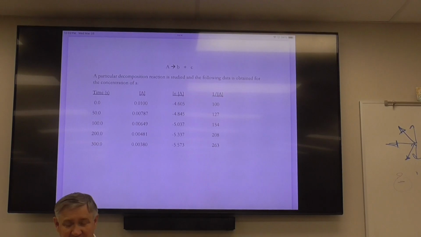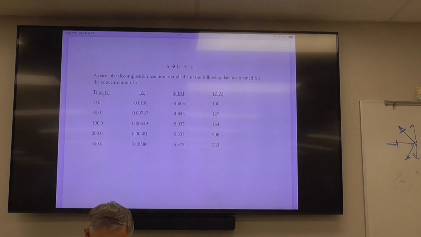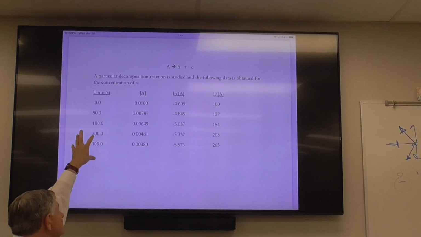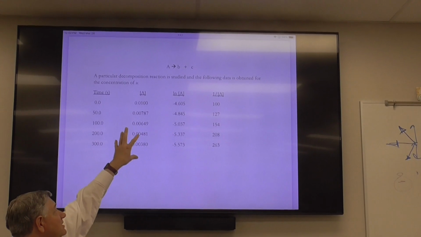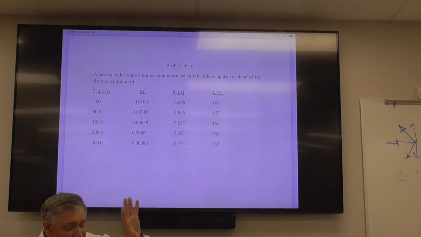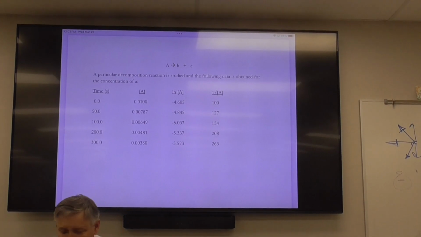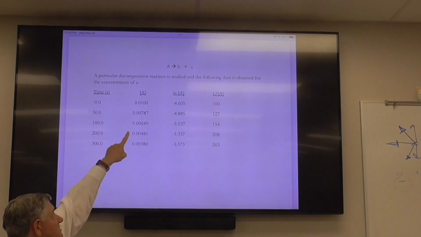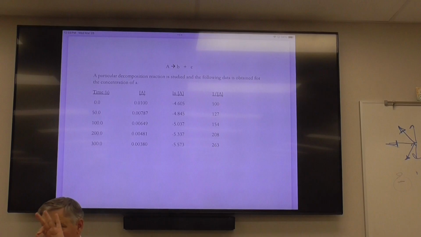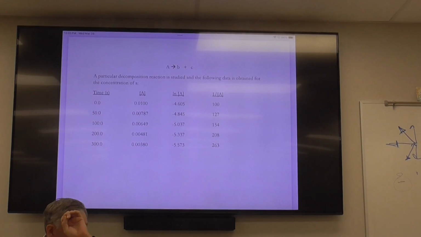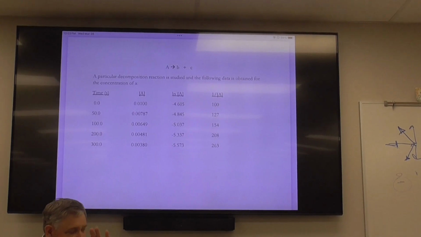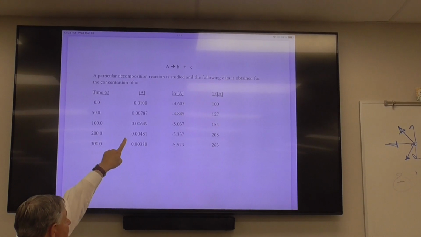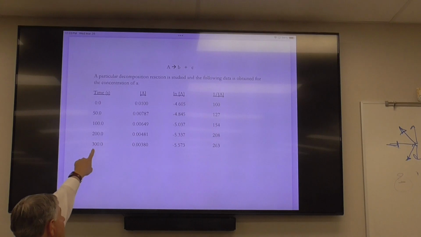What you're typically given is a chart like this. And the only thing you're going to have is the time and the concentration. So let's look at this big idea. At time 0, you've got 0.01. That's your A naught value. Okay, because at time 0, this was the initial concentration of A. 50 seconds later, it's dropped to 0.00787 as time goes by.